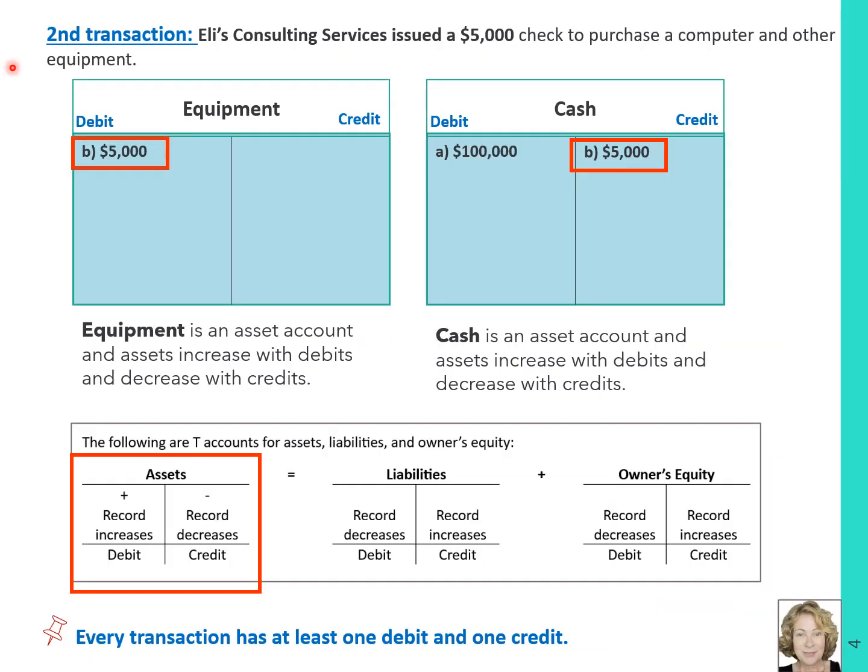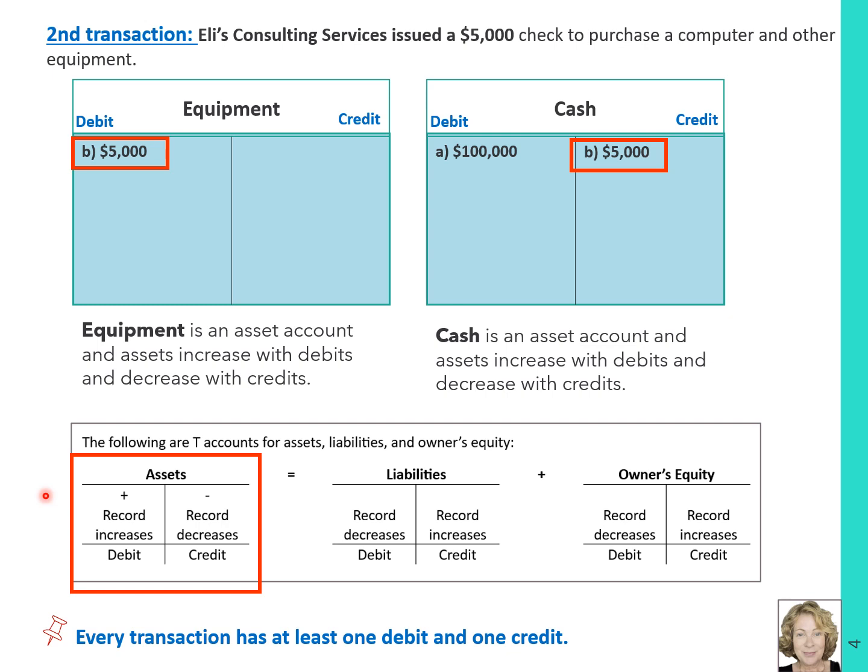For our second transaction, Eli's Consulting Services issued a $5,000 check to purchase a computer and other equipment. So our computer and other equipment increased by $5,000. And at the same time, Eli's Consulting issued a check, which means that cash decreased. Both accounts are asset accounts, and we can see here in the below graphic that assets increase on the left side with debits and decrease on the right side with credits.